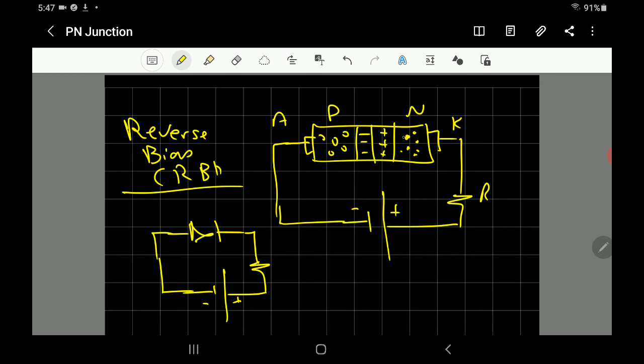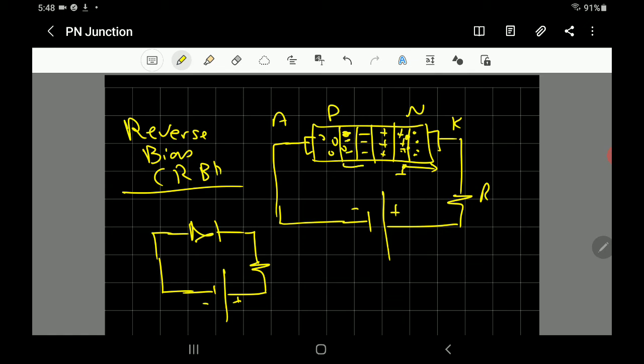Because the electrons will be attracted towards the positive. So when the electrons move in this direction, what will happen? It will leave behind positive. So you will have here more positive. Okay. And this is the negative. So the holes will be attracted to the negative, which means when they leave, they leave behind negative.